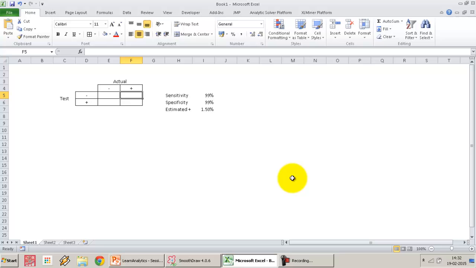So we know the actual sum of positives. So assuming the total number of employees, let's take a round figure, there are 1,000 employees, right? So what percentage of employees are on drugs? We know that the estimated positive is 1.5%. So the actual number comes out to be, I'll just multiply 1.5% with 1,000. So we know total 15 people are on drugs. So the summation of this column, which is the actual, will be 15.